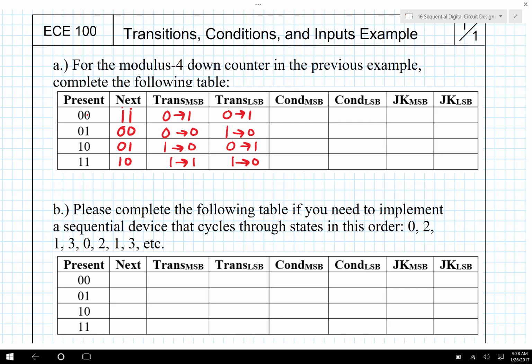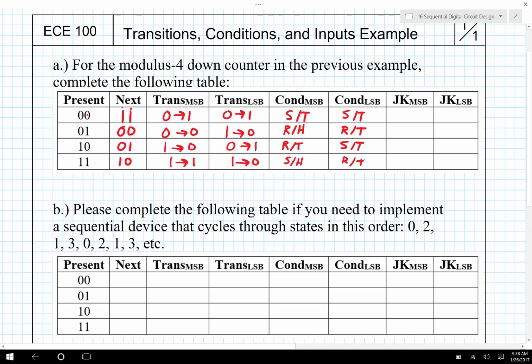Then I need to look at that table that I mentioned. I see that a 0 to 1 is going to correspond to either a set or a toggle. Again, set or toggle. And then a 0 to a 0, that's going to be a reset or a hold. And a 1 to a 0, that's going to be a reset or a toggle. 1 to 0 again is a reset or a toggle. A 0 to a 1, I've already seen that, that's a set or a toggle. And then a 1 to a 1, that's a set or hold. And a 1 to a 0, that's a reset or a toggle.